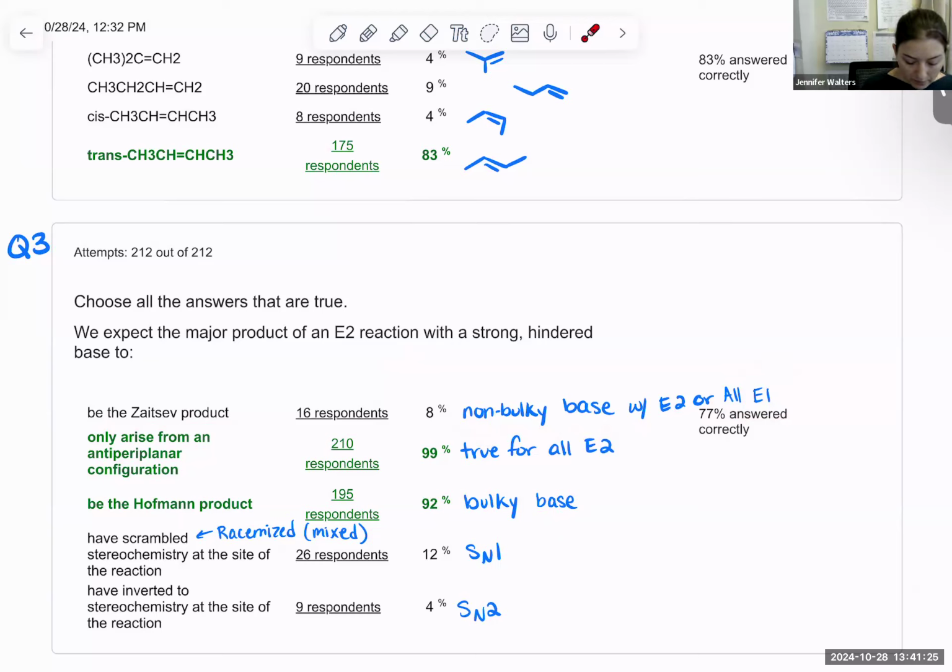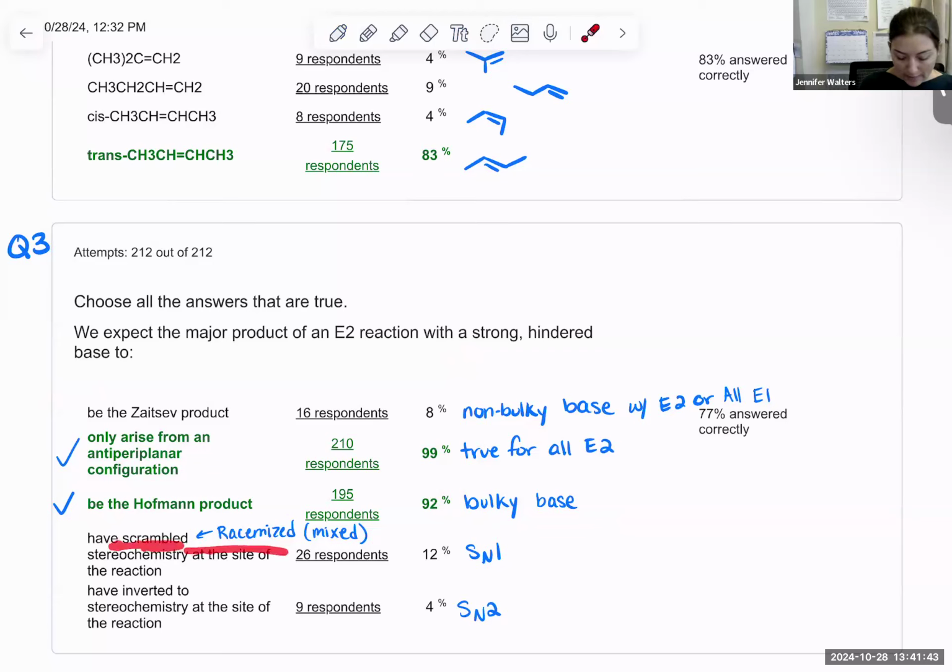Only arise from the antiperiplanar configuration. That's true for all of our E2 reactions, so that is correct. Be the Hoffman product. That is true for the fact that it's a bulky base, the strong hindered base. Yes. Have scrambled stereochemistry at the site of the reaction.